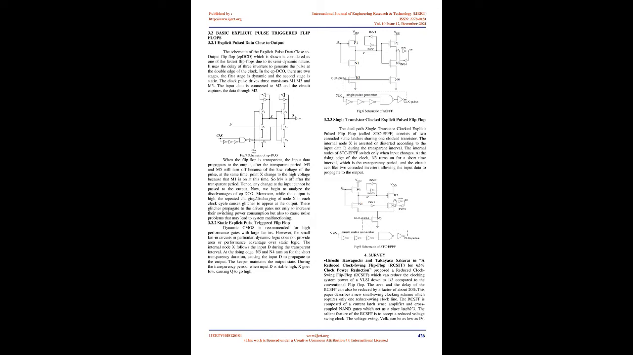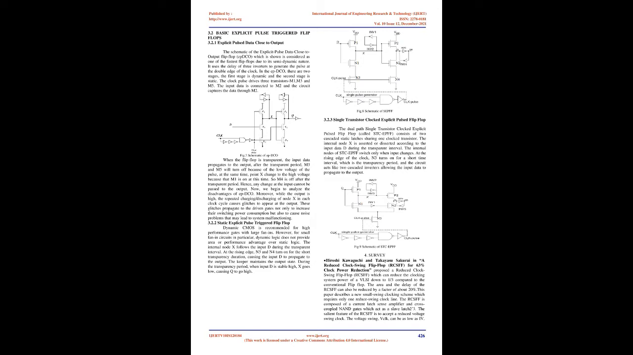3.2.3 Single transistor clocked explicit pulsed flip-flop. The dual-path single transistor clocked explicit pulsed flip-flop, called STCEPFF, consists of 2 cascaded static latches sharing 1 clock transistor. The internal node X is asserted or deasserted according to the input data D during the transparent interval. The internal nodes of STCEPFF switch only when input changes. At the rising edge of the clock, N3 turns on for a short time interval, which is the transparency period, and the circuit acts like 2 cascaded inverters allowing the input data to propagate to the output.